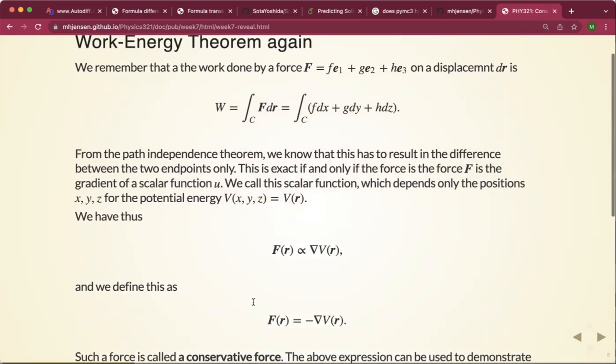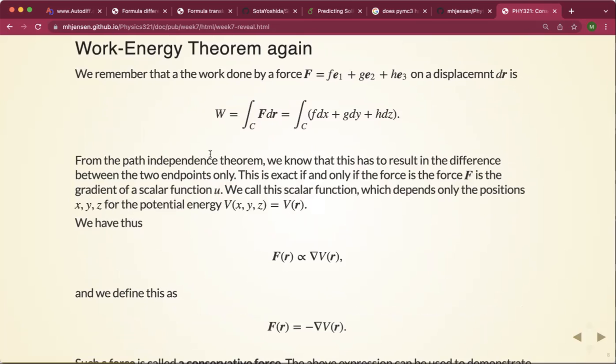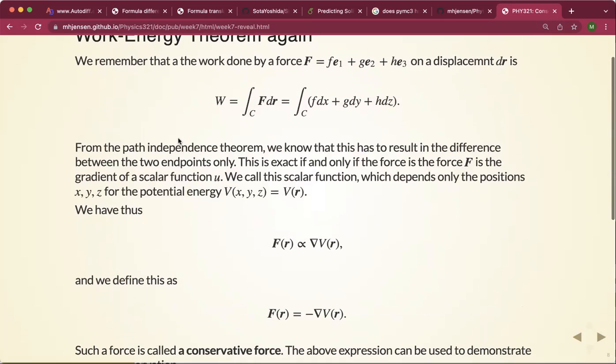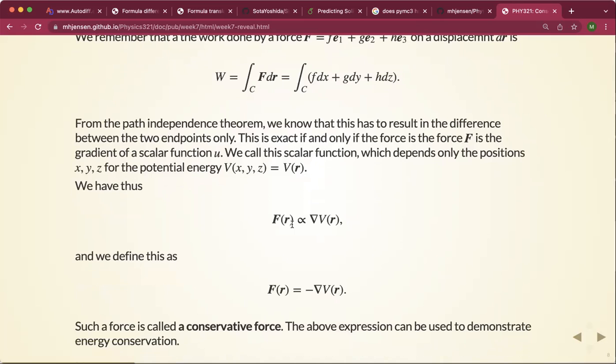Then finally, what you can show is that the work which is done by a force is something which we would write like this. And from the path independence theorem, we know that this has to result in a difference between the two endpoints only. And this is exact if and only if the force F is the gradient of a scalar function u. And we call this scalar function, which depends on the position, the potential energy. So we would thus have F proportional to the gradient of this potential energy, which is a scalar.